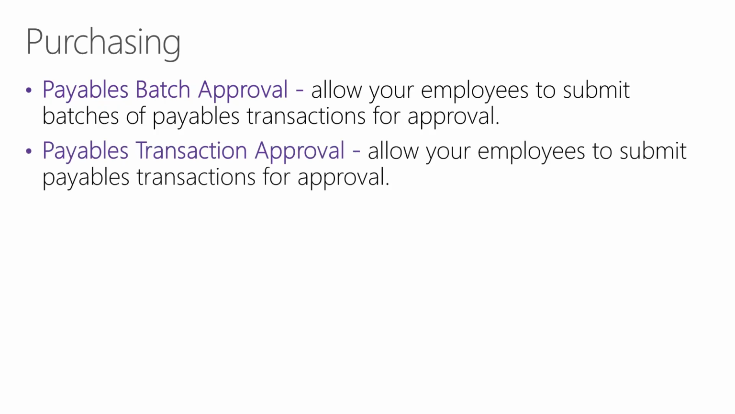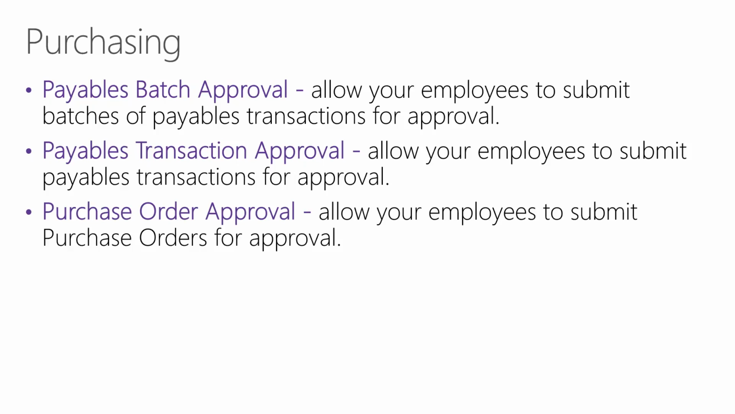You can do a payables transaction approval. You probably wouldn't want to do both of those, not transactions and batches. You can turn off the ability to post individual transactions so that all of them go to a batch. That would help assure that you got all of your batches approved and all of the transactions in those batches approved.